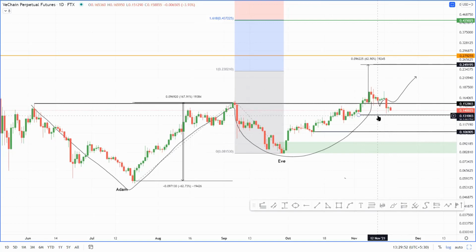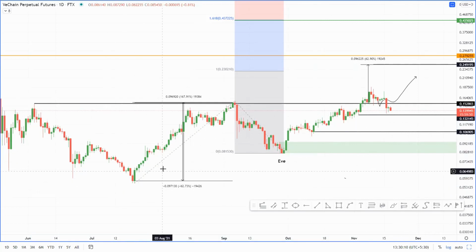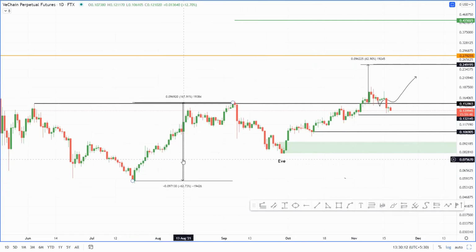Right now, VeChain is hovering just above the 0.132 support level. And what's happening right now is a daily close below this level, which is 0.132, would invalidate the bullish thesis. In that particular case, I would have to throw this Adam and Eve pattern in the bin and look for something different.